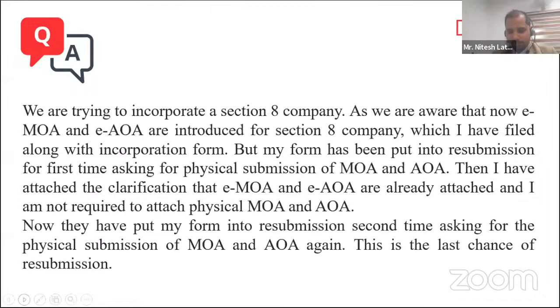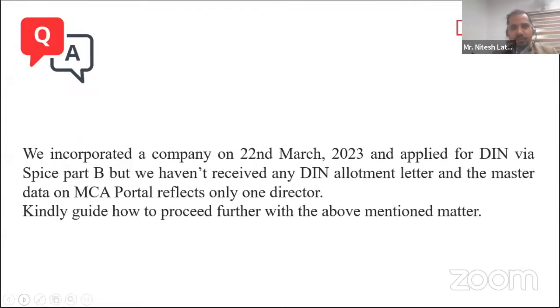Okay. Next. We incorporated a company on 22nd of March and applied for DIN via the SPICe form, but we have not received any DIN allotment letter, and the MCA master data reflects only one director. So how to correct it?